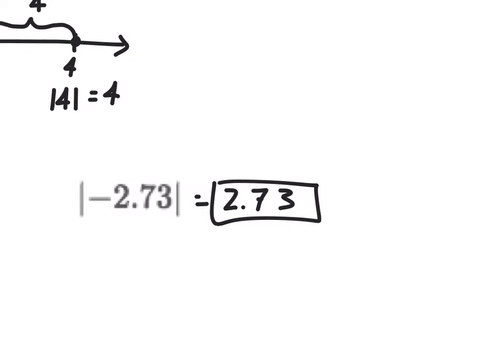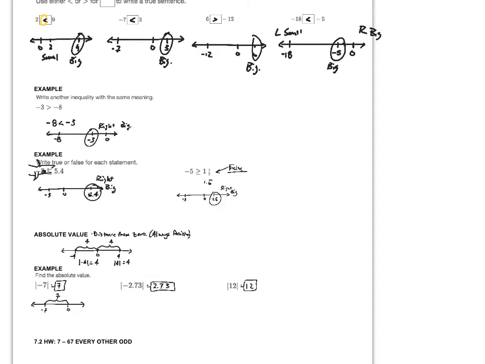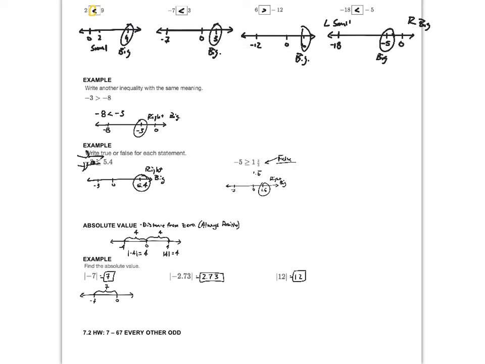Pretty easy. The next one, absolute value of 12. What's the distance between 12 and 0? That's just going to be 12. So if it's already positive, just keep it as positive. And that's it.